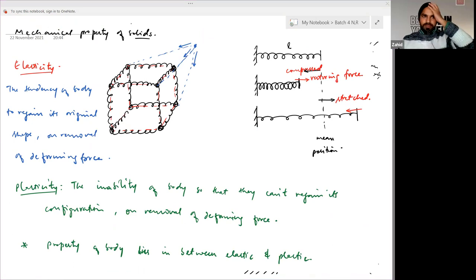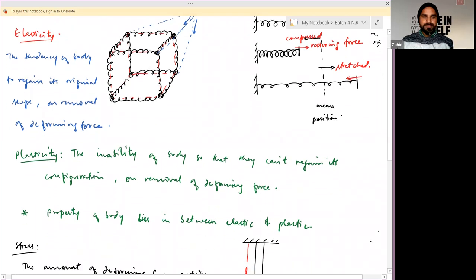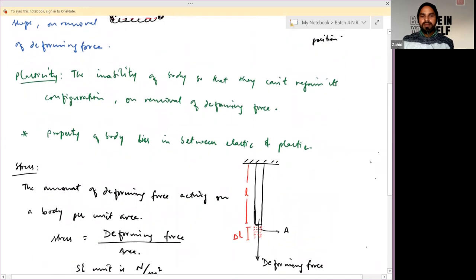Okay, let me remind you about the last class. We had defined two properties. First is elasticity, the tendency of a solid to regain its original shape. And the second is plasticity, the inability of a body to regain its original state on removal of the deforming force. On the basis of these two terms, we had defined first stress.